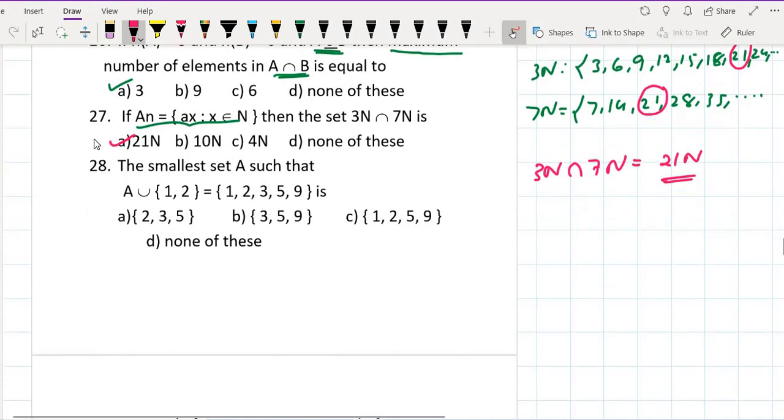Consider question number 28. The smallest set A such that A union {1, 2} gives you {1, 2, 3, 5, 9}. Remember, union of these two. A union with the set containing 1, 2. The answer is given, 1, 2, 3, 5, 9. So 1, 2 is there already. You have to write the minimum set such that this holds good. So what extra is needed? 3, 5, 9. You can consider 1, 2, 3, 5, 9 also, but the smallest set is asked. So it will be 3, 5, 9 only. You can check 1, 2 union with 3, 5, 9 gives you 1, 2, 3, 5, 9 only. So for question number 28, the correct answer is B, that is 3, 5, 9.